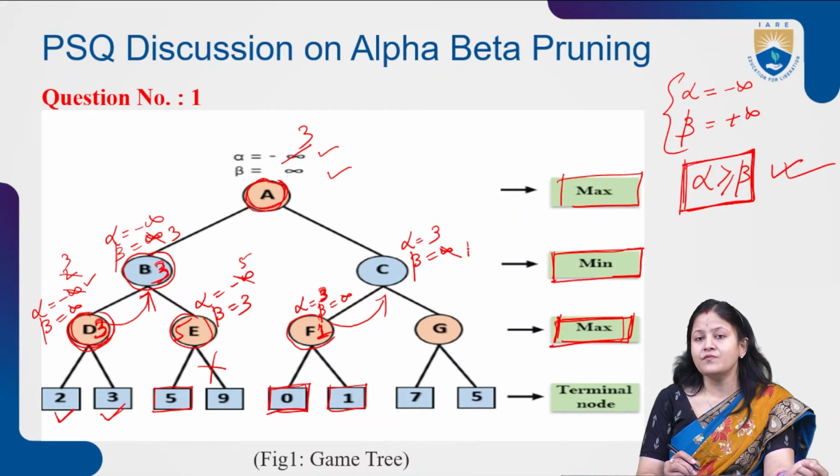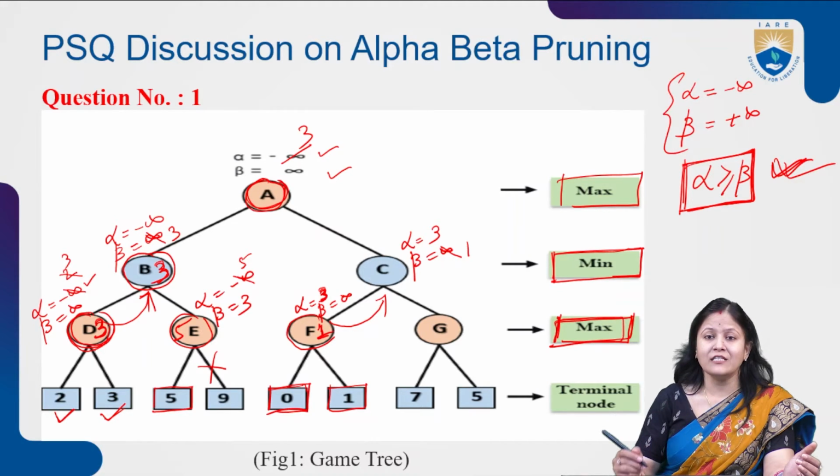Now what we have observed, I hope you might be thinking, is that this condition is again satisfied. Here alpha is 3, beta is 1. So here we should not search further, that is, the further children of C. That means this path will be discarded from the search process.